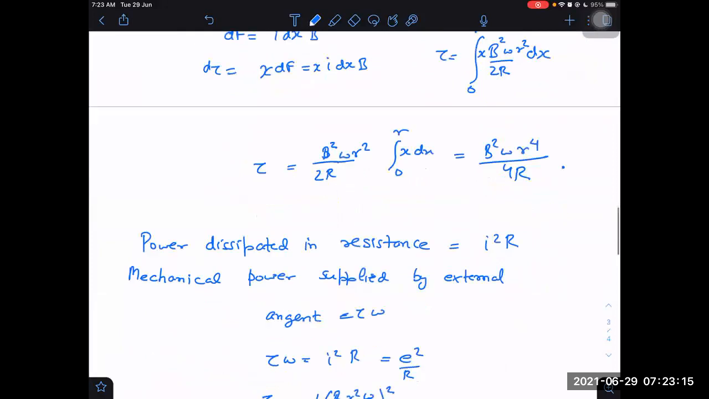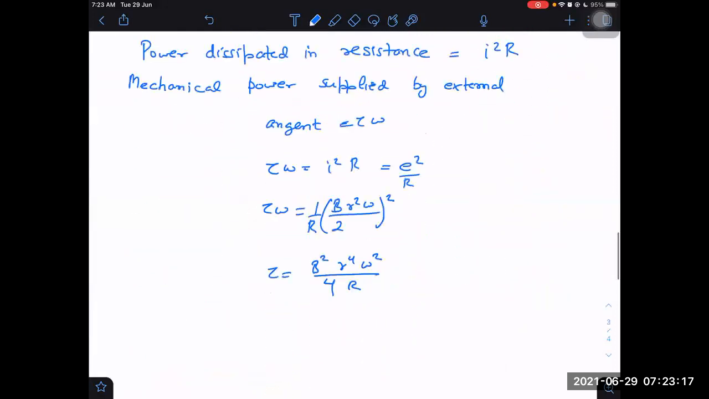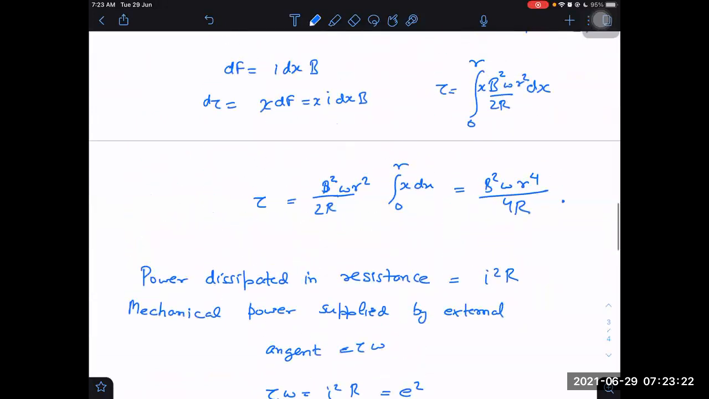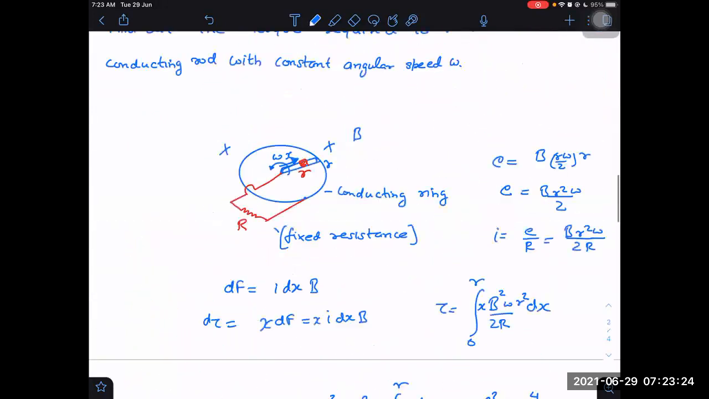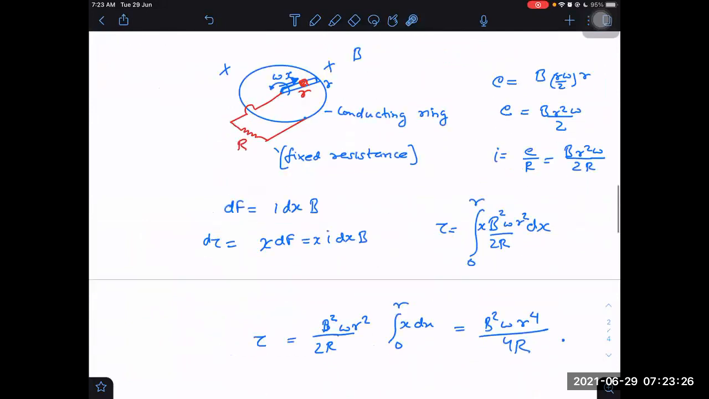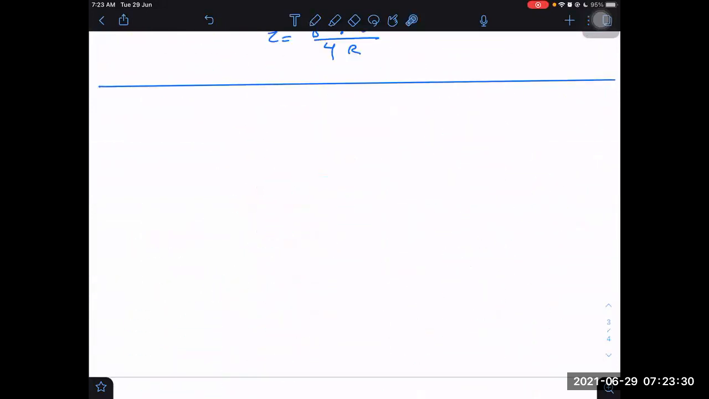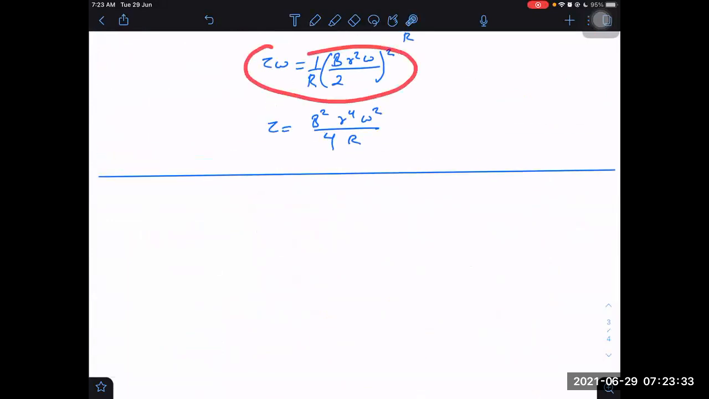So fine. We can ask a question in which this condition is not there. Means here I'm assuming steady state. I'm assuming that it is moving with constant omega. We can assume a non-steady state condition. Then we may ask some other questions. For example, which method will you prefer to find out the torque? I will recommend the second one. Why? It is so easy.